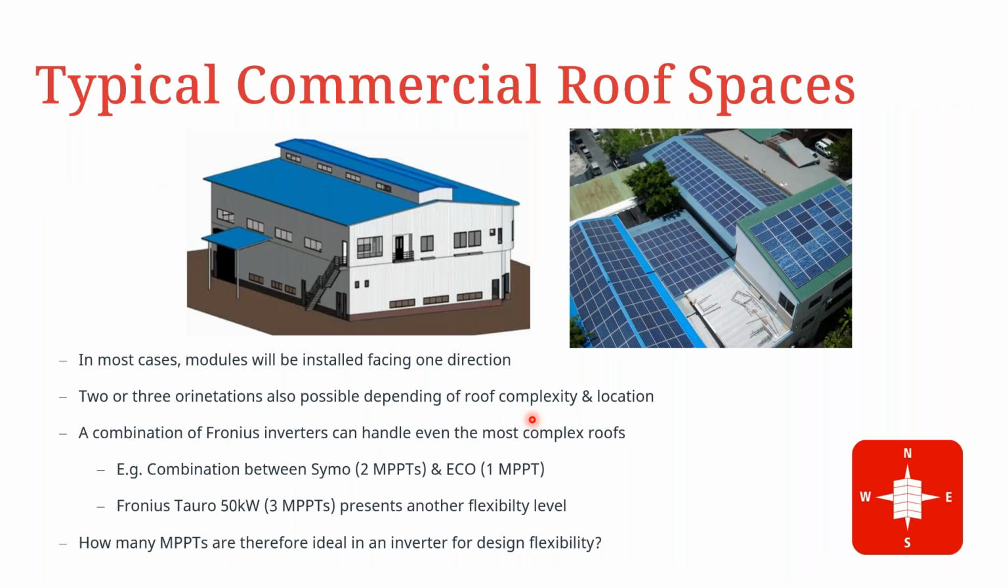So your typical commercial roof spaces. In most cases, the modules will be installed facing one direction, typically north in the southern hemisphere, for example. 2 or 3 orientations are also possible depending on the roof complexity and location. A combination of Fronius inverters can handle even the most complex roofs. For example, a combination of a SIMO and Eco. So this is where you'll have 2 MPPTs on the SIMO, and you'll have the Eco only managing 1 MPPT.